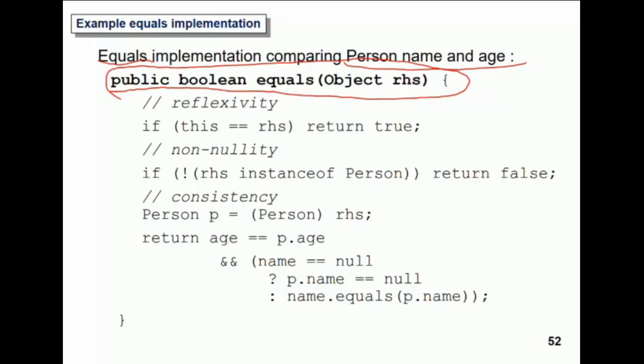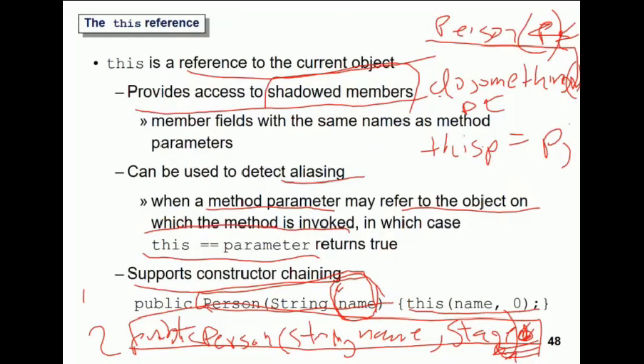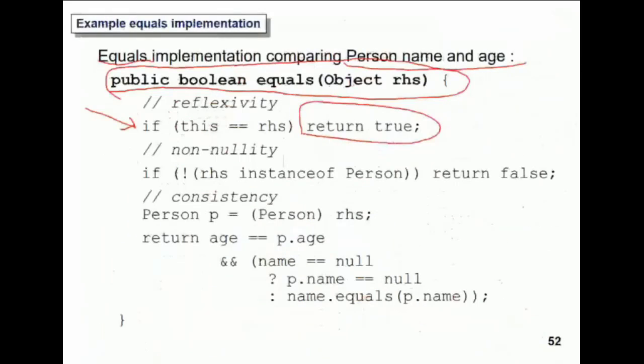So first of all, reflexivity. If this is equal to the right-hand side, then return true immediately. It's the same object. So this is an example of what I was talking about earlier, aliasing. You're passing the same object into the method. So you're checking, are you passing the same object in? If the object being passed in is the same as my object, then return true immediately. Obviously the two objects are equal because they're the same object. So we've tested reflexivity there.